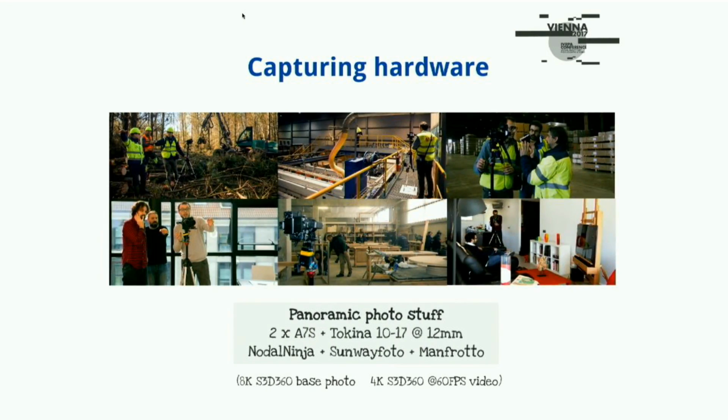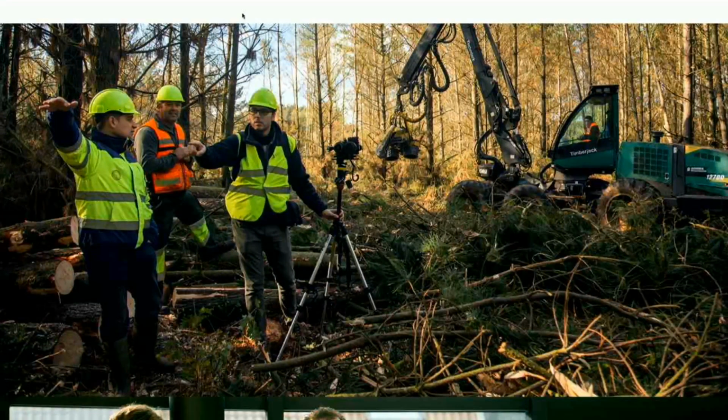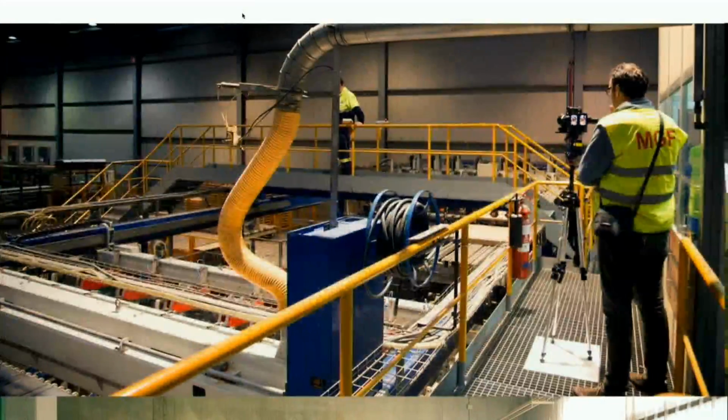And I only used panoramic photo gear. I used two Sony A7S with two Tokina 10-17 lenses at 12 millimeters, and then some Nodal Ninja gear and my beloved Manfrotto tripod. With this setup, I can get 8K stereo photos and 4K stereo videos at 60 frames per second. You can see here that it's just like the way we shoot panoramas. We have the tripod with the camera on top, and these are some photos of the locations where I shot.